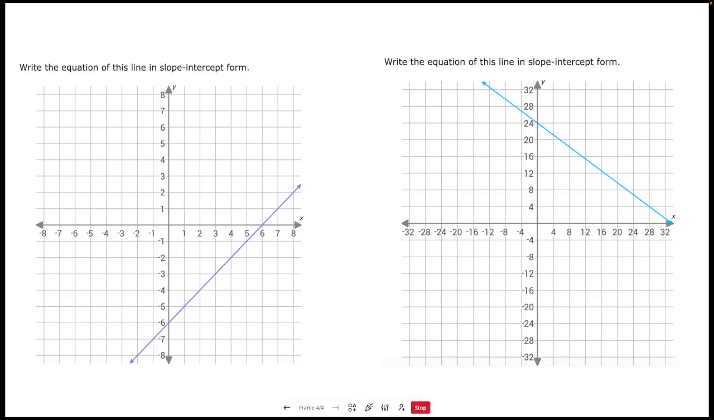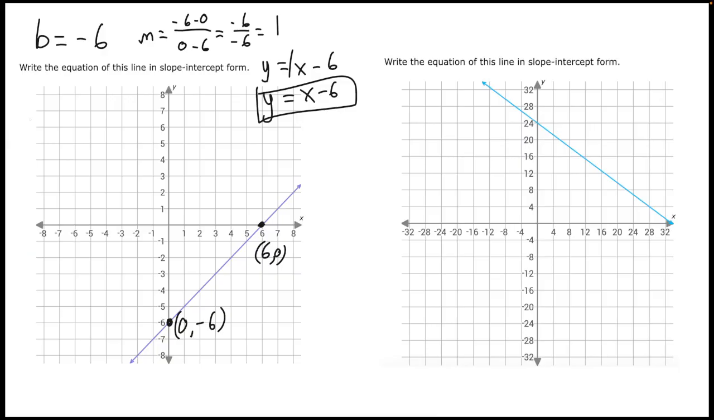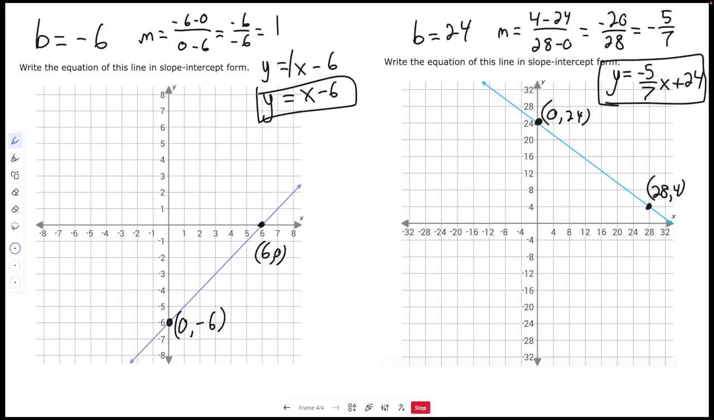Okay, now that you've had time to work these problems, let's check your solutions. For the first problem, you should have gotten a final answer of y equals x, or 1x, minus 6. And for the second problem, you should have gotten y equals -5 over 7x plus 24. Final answer. Notice that the graph is scaled, so just pay attention to your numbers.